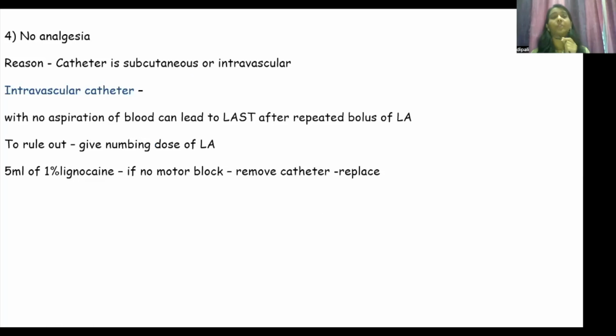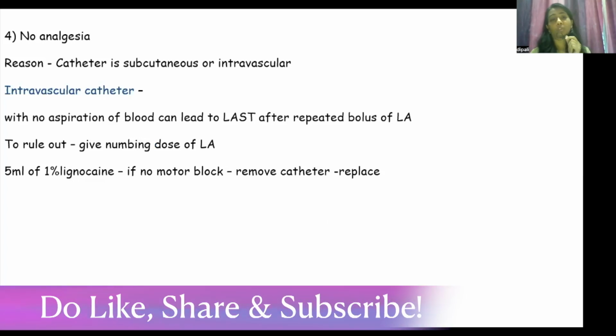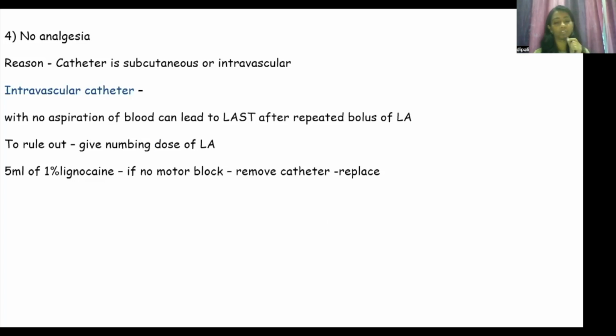After the first dose, the patient is not having any analgesia. The catheter is either subcutaneous or intravascular. If it is an intravascular catheter and we are not getting any aspiration of blood, we can run into local anesthetic toxicity because of repeated boluses of local anesthetic. So if we suspect that it is an intravascular catheter, we should give a test dose, where we give 5 ml of 1% lignocaine. Lignocaine, if it goes intravascularly, is not going to cause any harm.